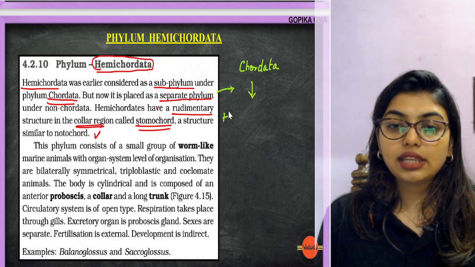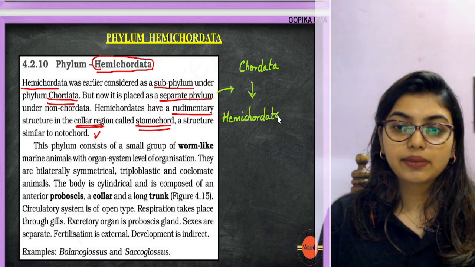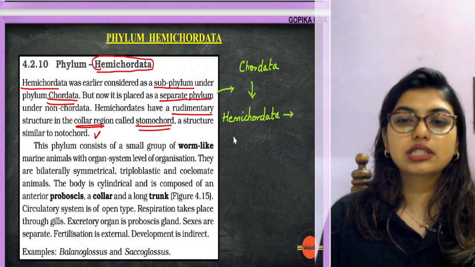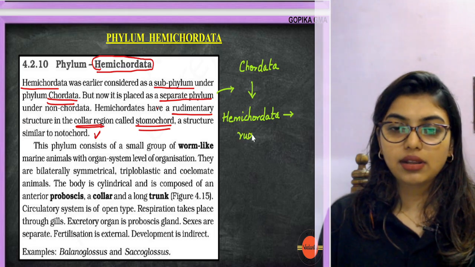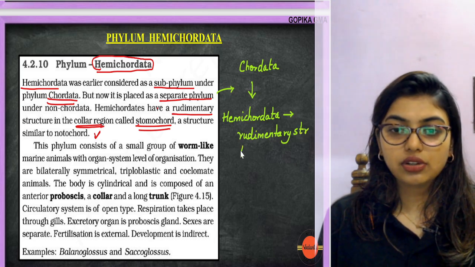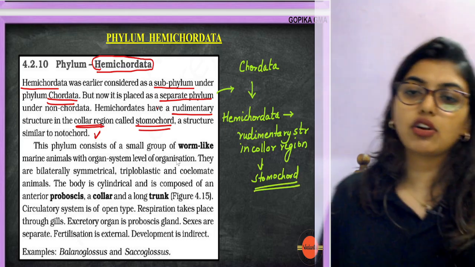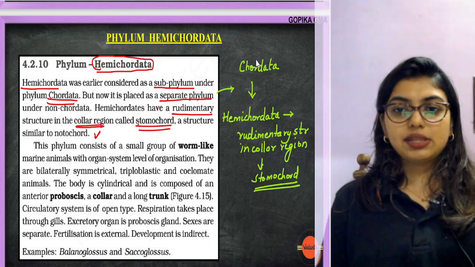That is because hemichordata have a rudimentary structure in the collar region called stomochord, a structure similar to the notochord. People got confused, thinking maybe this is the notochord, and because notochord is present, they put them under chordates. This was the reason why it was earlier placed under chordata. Now it is no more placed under chordata; it has been separately taken out.